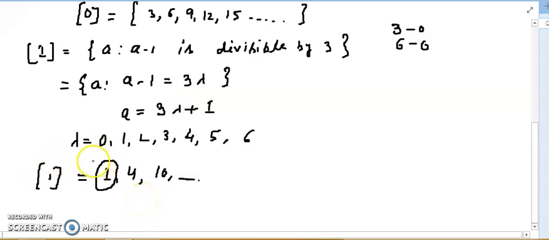So the equivalence class of 1 is 1, 4, 10, and so on. All right. So let's discuss the next question.